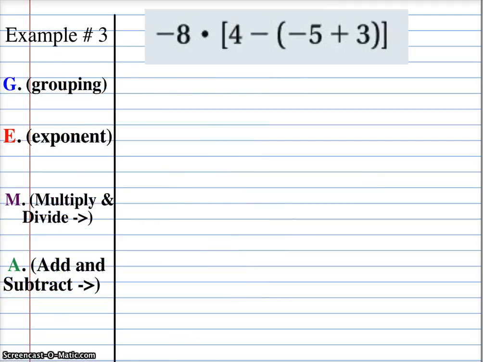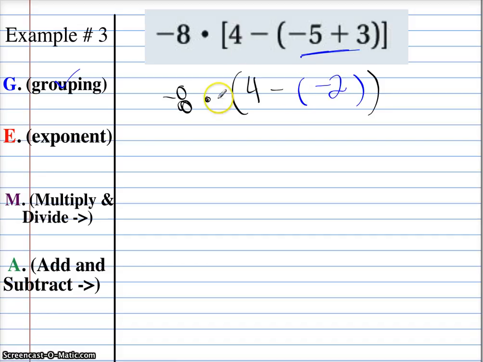Example 3. Again, grouping. This is important because there are two groups. With grouping, I'm going to start on the very inside. -5 and +3 is going to be -2. Subtract and take the sign of the larger one. So that's -2, still within the second set of brackets. That's not absolute values, because they don't have those lines there. I'm going to have 4 minus this number. That's my second set of groups, and I have -8 times on the outside.